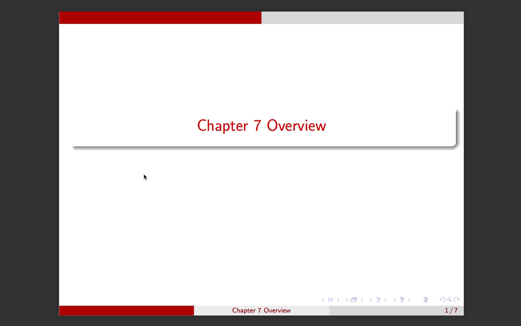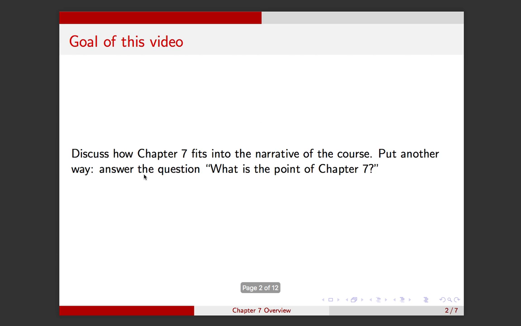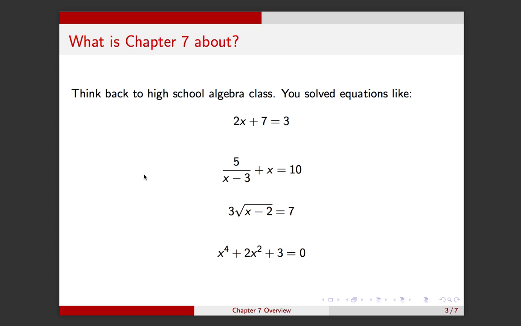So in this brief video, I just want to give a brief overview of Chapter 7 before we dive into it. So what's the point of Chapter 7 before we actually get to Section 7.1? The point of this video is to discuss how Chapter 7 fits into the story of this course. Why are we doing Chapter 7? What is its point?